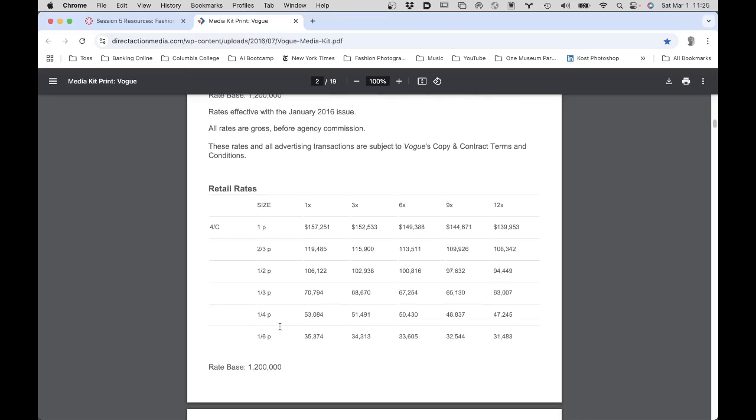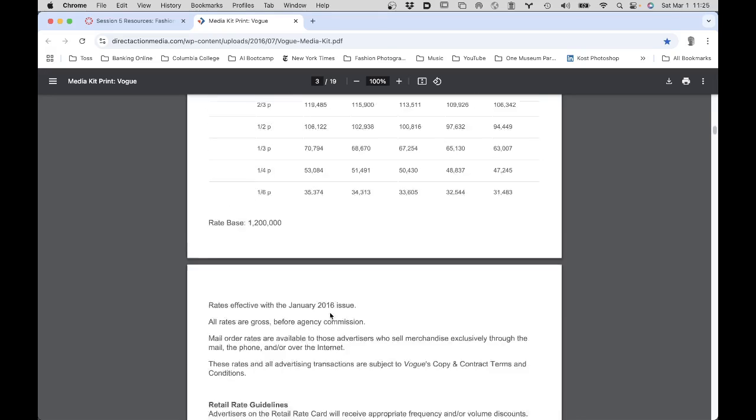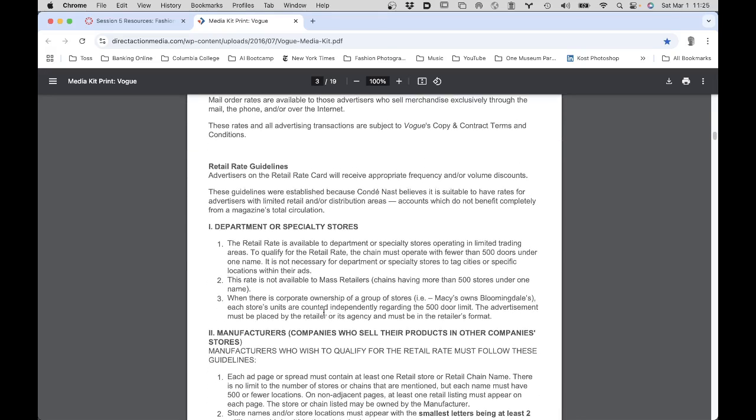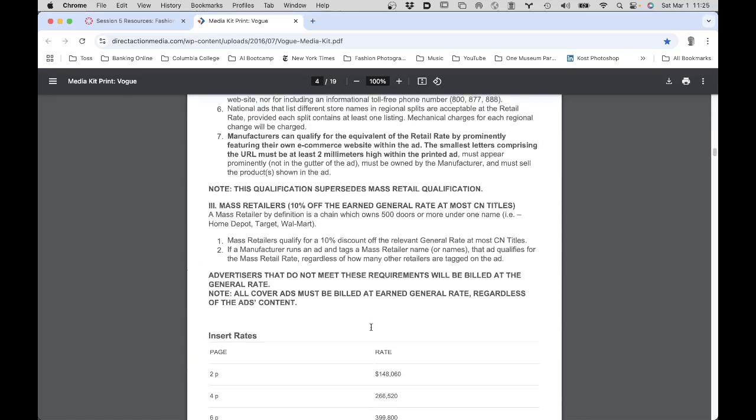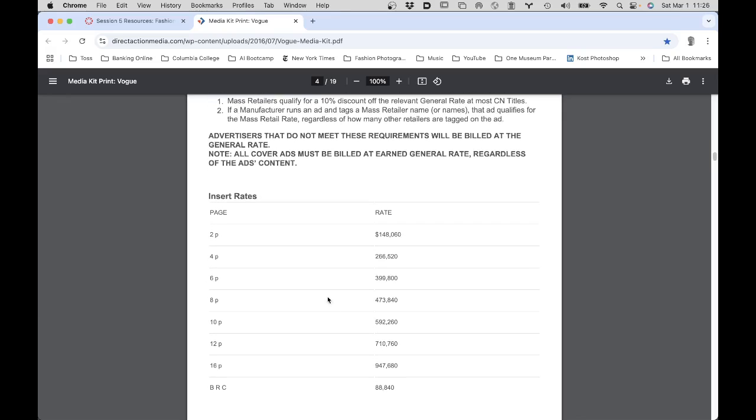Then they will give breaks to people who are doing retail stuff. So if you are like a Prada as a designer, you can actually get this for a retail rate because it's a store rate, that sort of thing. As you continue going down through here, they'll talk about all sorts of things. The thing that matters to us in all of this is going to be these are the insert rates.